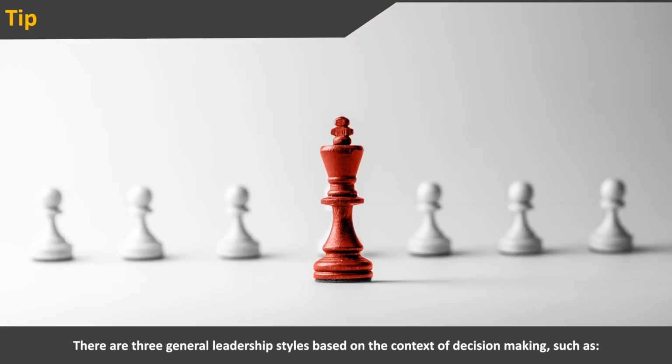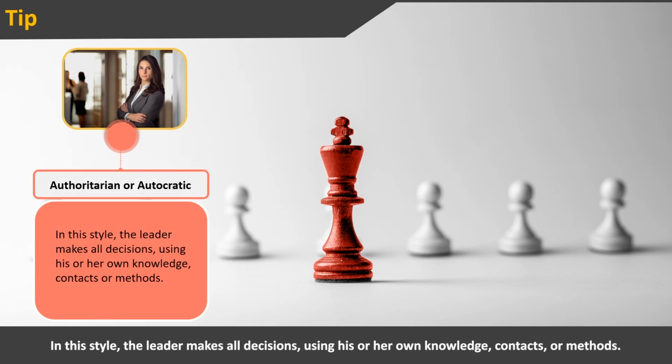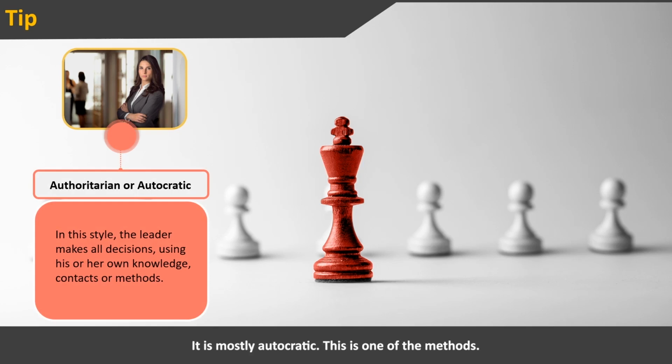There are 3 general leadership styles, right, based on the context of decision making. I just thought I'd give a small brief about those things. One is authoritarian or autocratic, as it's called. In this style, the leader makes all decisions using his or her own knowledge, contacts or methods. It's mostly autocratic, right? That's one of the methods.